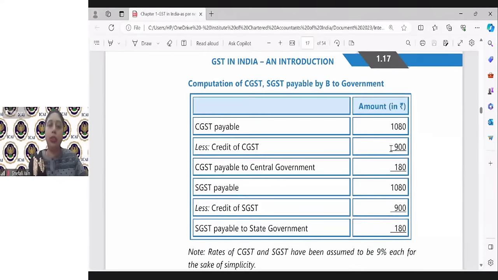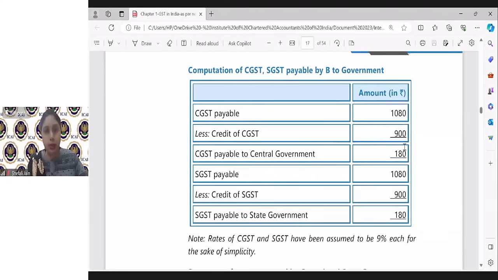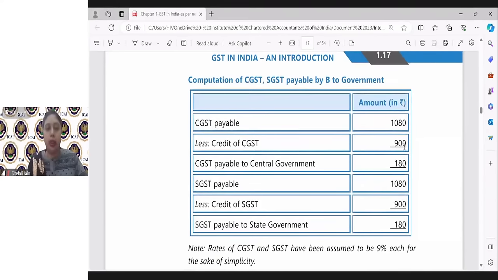Now comes how the tax is being deposited or apportioned to the respective state government and center. The total CGST which was payable in the second case was 1,080, and part of this amount has been paid by B to the government. So B has to pay a total CGST of 1,080 rupees, out of which it used a credit of CGST of 900. So it will pay only 180 in cash to the central government.